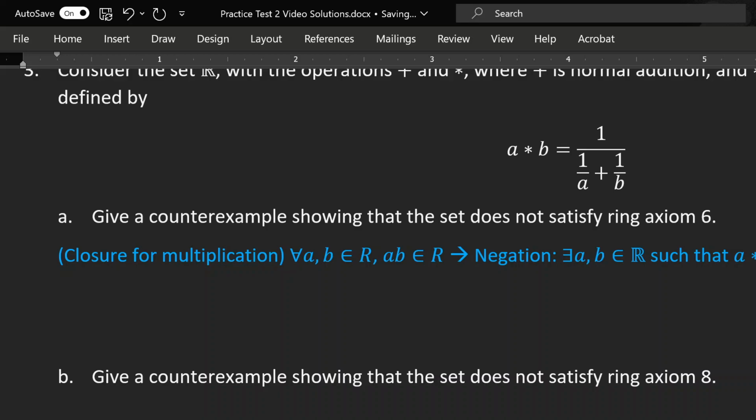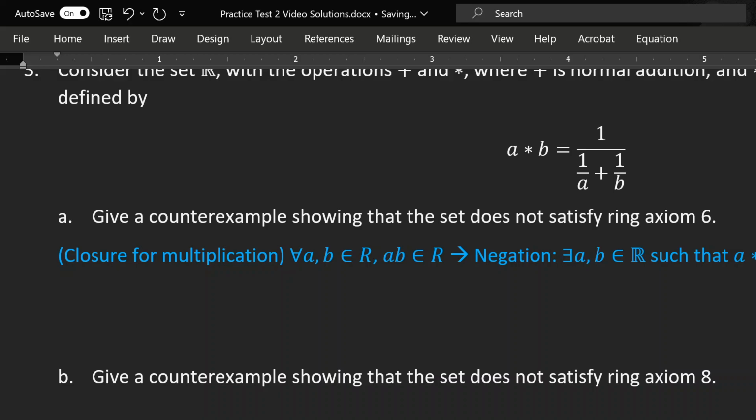And now this inside statement here, we're going to negate this. So be a little bit careful because it is an and statement. So the negation is going to be an or. It's not necessary that both of these be false, just at least one of them. Okay, so this is going to be A times B plus C not equal AB plus AC, or A plus B times C does not equal AC plus BC.